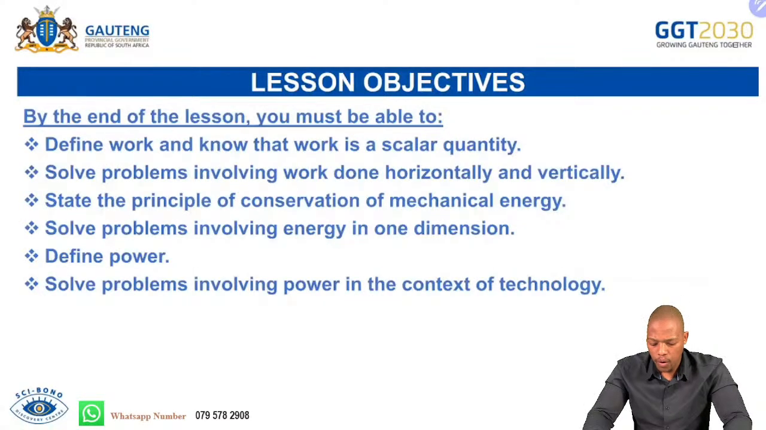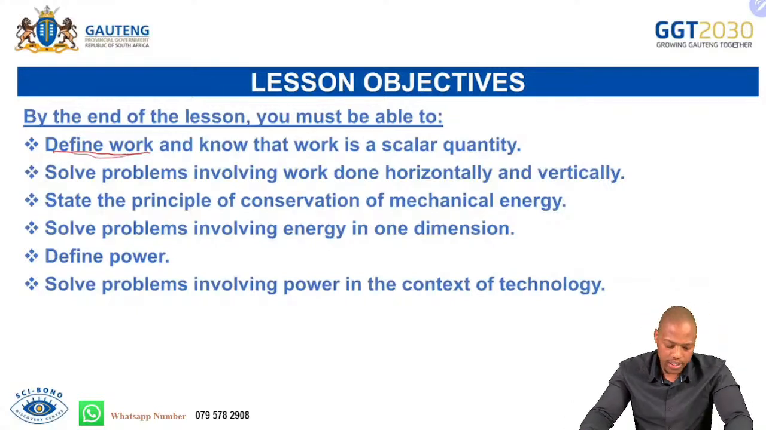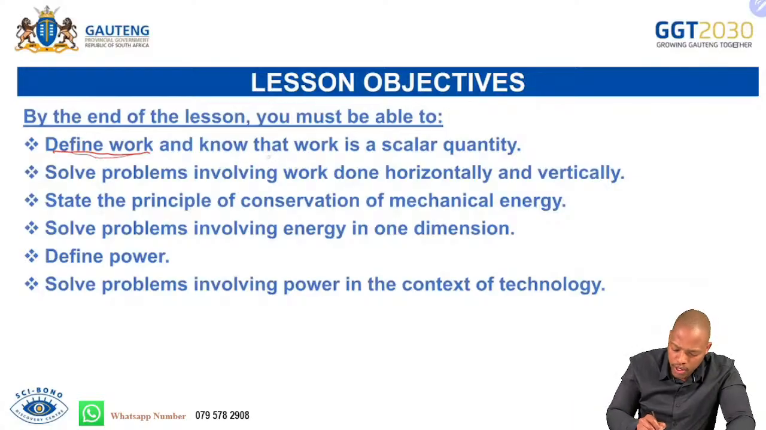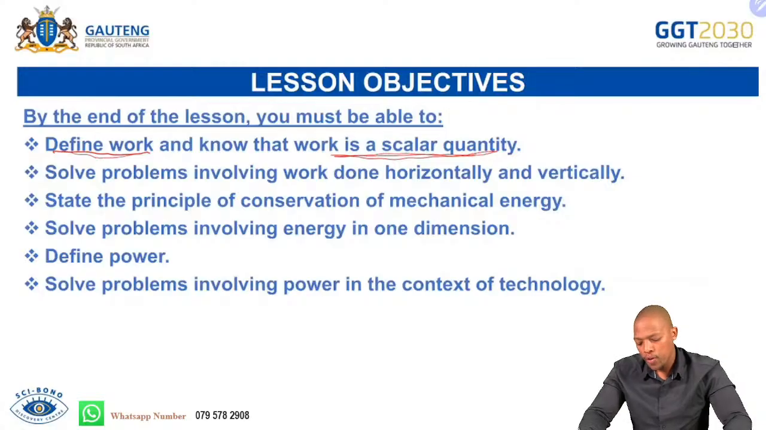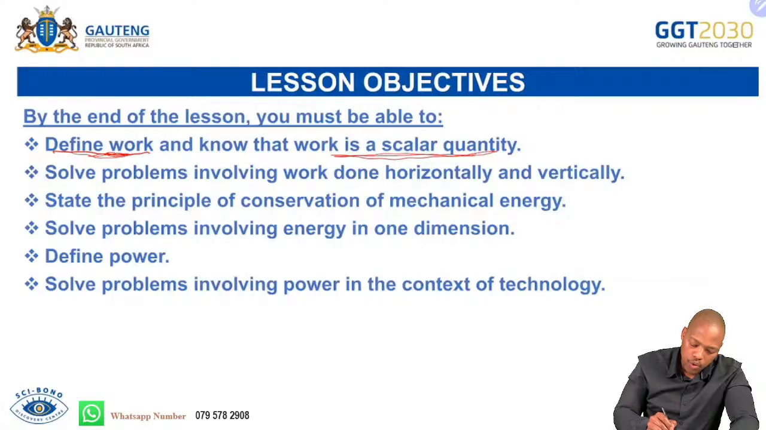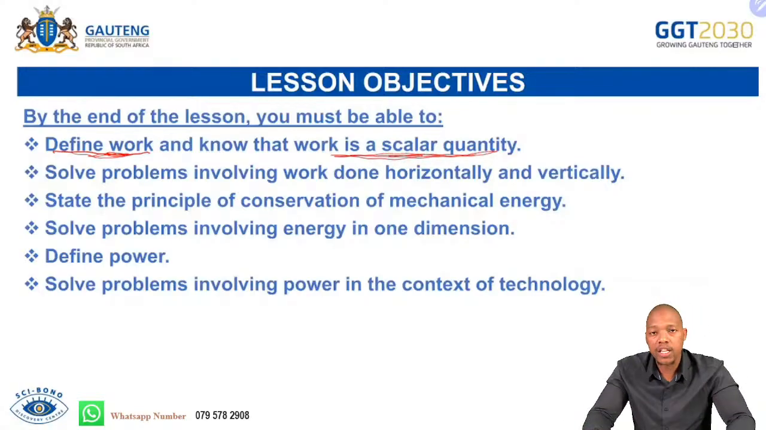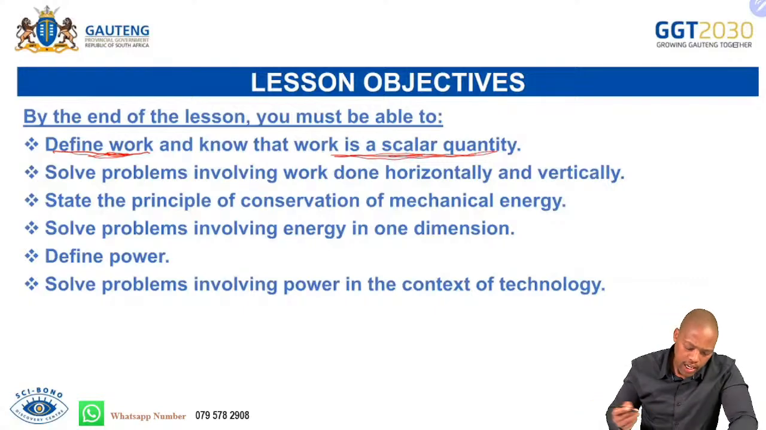The objective for our lesson today is that by the end of the lesson, we expect that you must be able to define work, or define the term work done. And you must also know that work done is a scalar quantity. You would remember that in Grade 10, you were introduced to vectors and scalars and the difference between the two. How do we define a scalar? How do we define a vector? So you must be able to define work, and you must know that work is a scalar quantity, and the reason why we say work is a scalar quantity.